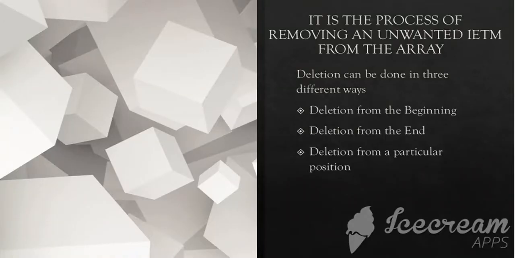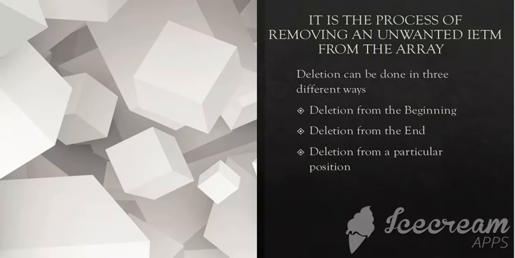As we have already told in the case of insertion, deletion can also be done in three different ways: deletion from the beginning, deletion from the end and deletion from a particular position. That is, if we want to delete an element from the first position, it is possible, or if you want to delete an element from the last position or from any desired location, deletion is possible.